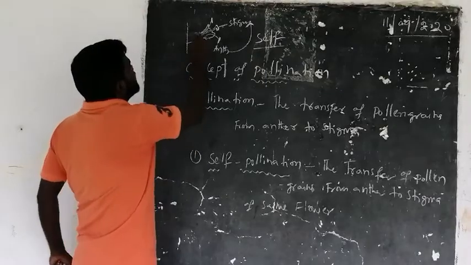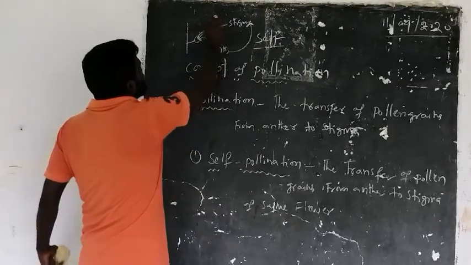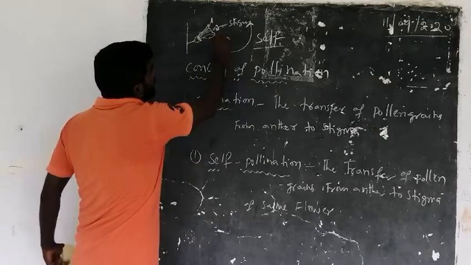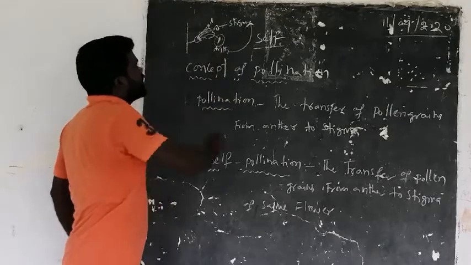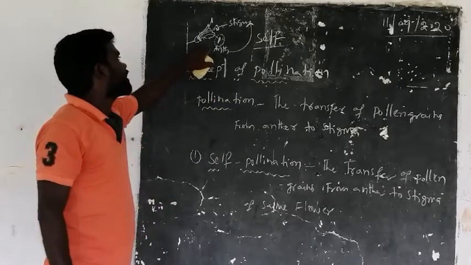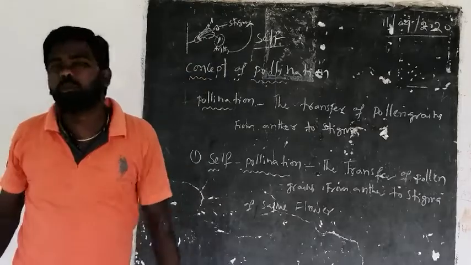You observe clearly, this is one single flower. In this single flower, this is the stigma and these are two anthers. The pollen grains from this anther are traveling to this stigma of the same flower, and this kind of pollination occurring in a single flower is called self-pollination.